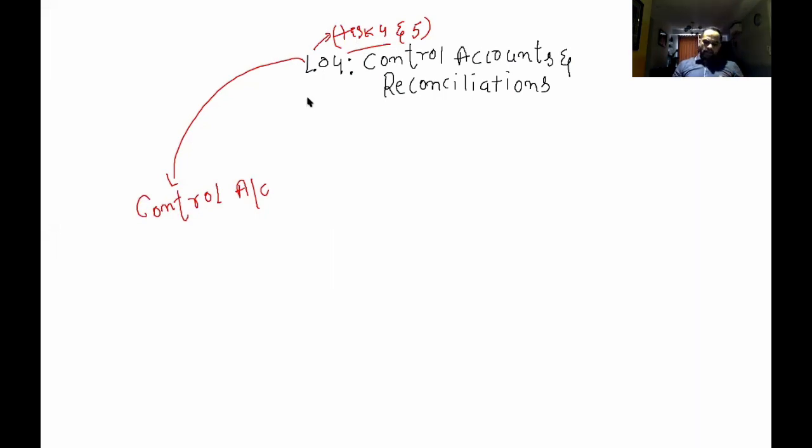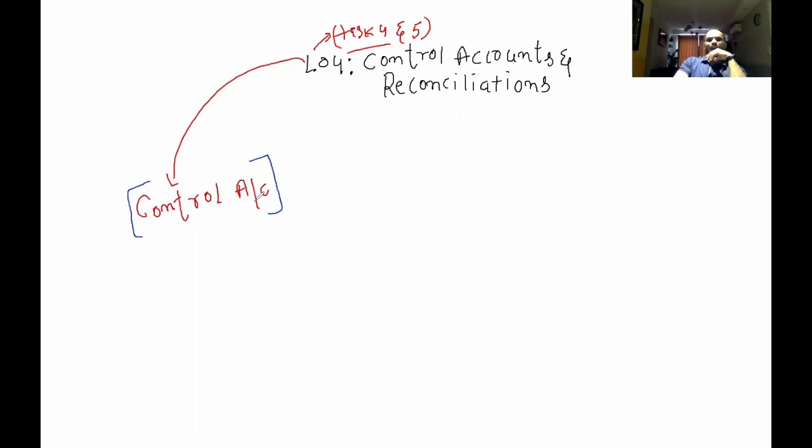So there is no separation between these two parts, 4 and 5. We will try to combine 4 and 5, and then attempt this question. Mainly task 4 is about control accounts, preparing control accounts, and task 5 is about control account reconciliation. So it's kind of reconciliation regarding control accounts, right? So let's start with the control accounts.